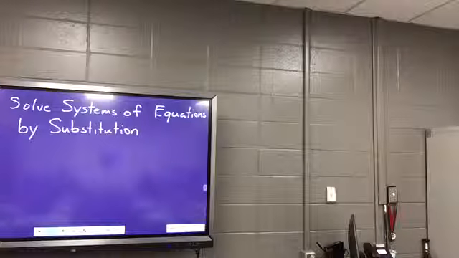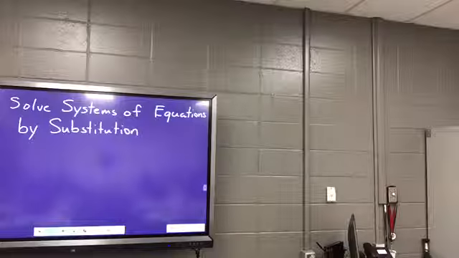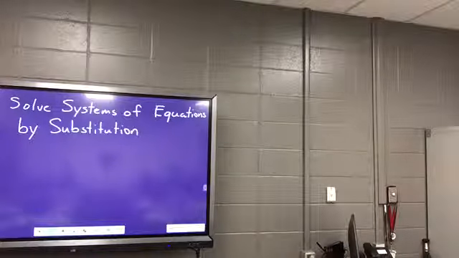All right. Page 176. We're going to start off just by doing substitution. The other method we're going to look at tomorrow, which is elimination. So we're not doing that today.